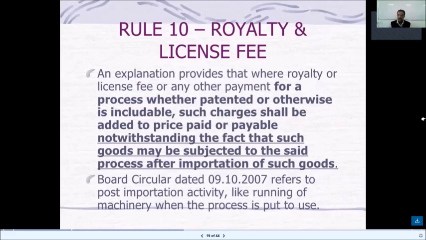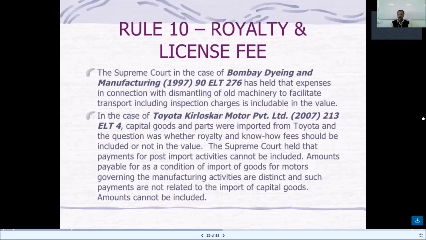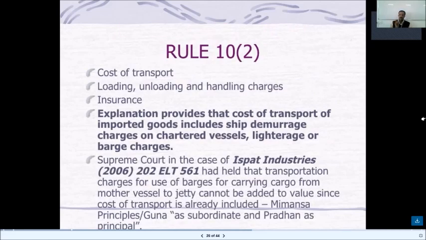There is a board circular which has been issued in 2007, which refers to post-importation activity like running of machinery when the process is put to use. Toyota Kirloskar Motor: capital goods and parts were imported from Toyota, and the question was whether royalty and know-how fees should be included or not in the value. The Supreme Court held that payments for post-import activities cannot be included. Amounts payable as a condition of import of goods for motors governing the manufacturing activities are distinct, and such payments are not related to the import of capital goods. Amounts cannot be included.